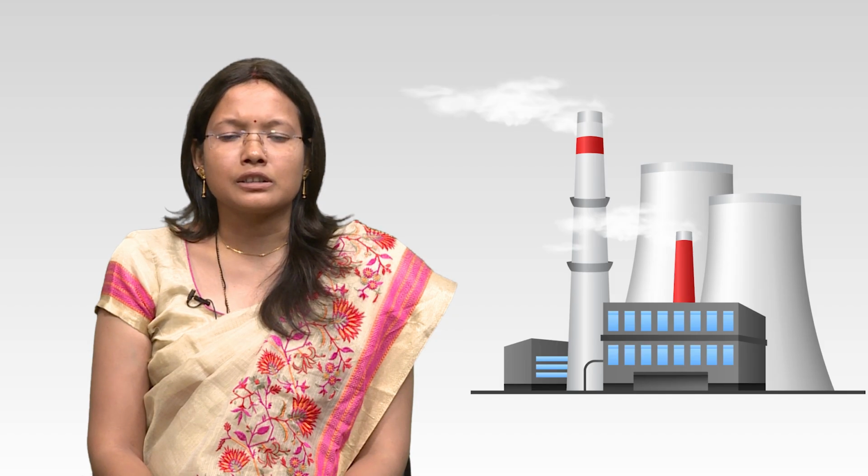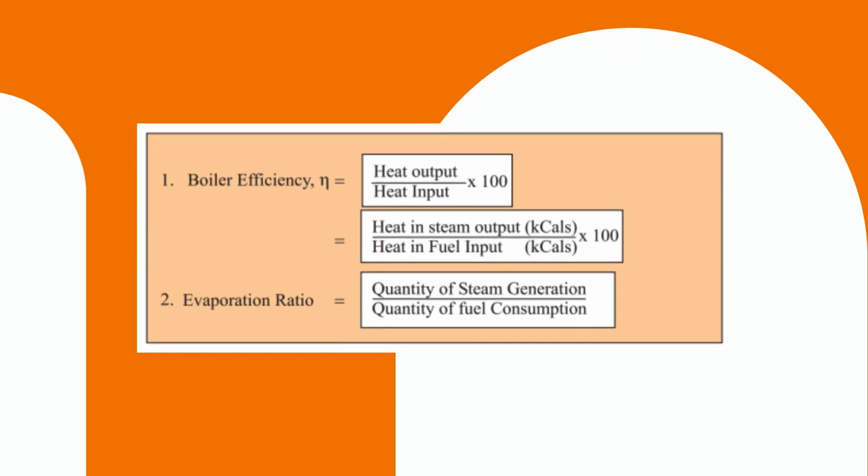Boiler efficiency equals heat output per heat input into 100. That is, heat in steam output in kilocalorie divided by heat in fuel input in kilocalorie into 100. Evaporation ratio is also calculated as quantity of steam generation per quantity of fuel consumption.